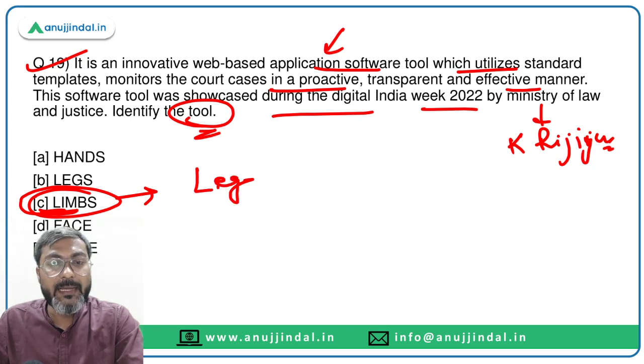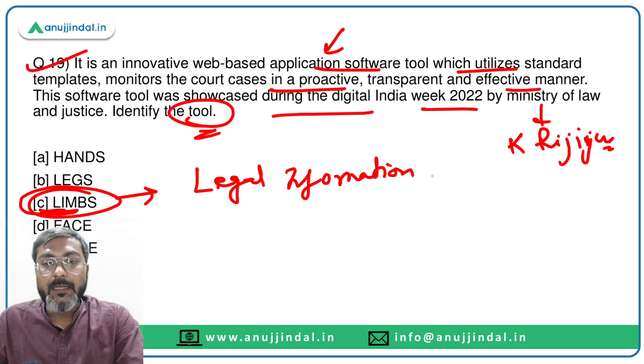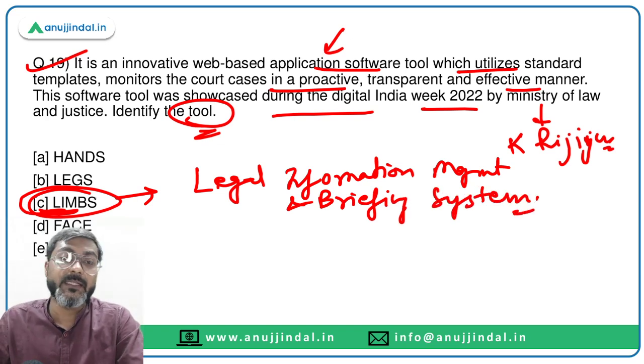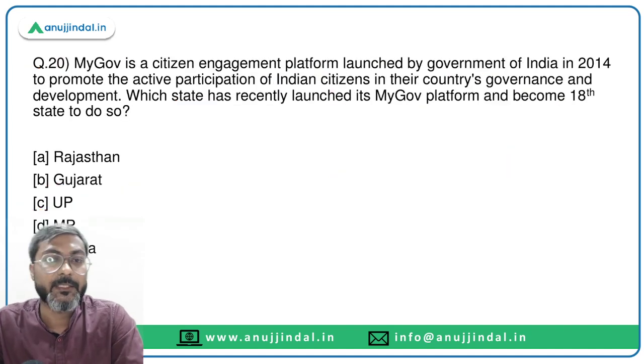And there is a full form again, which is Legal Information Management and Briefing System. Right? Do remember the full form as well. Legal Information Management and Briefing System is the full form. Option C is the correct answer.